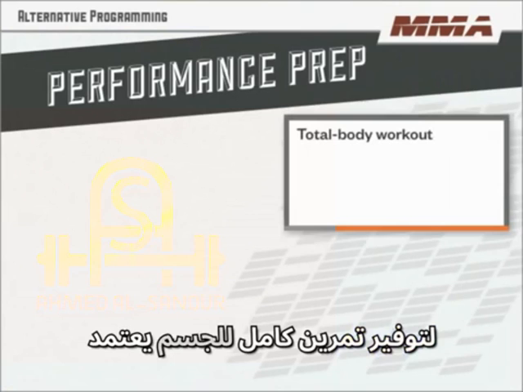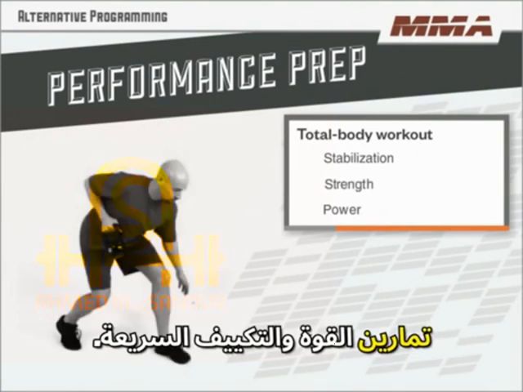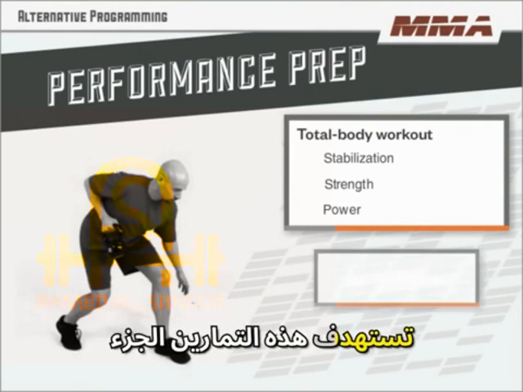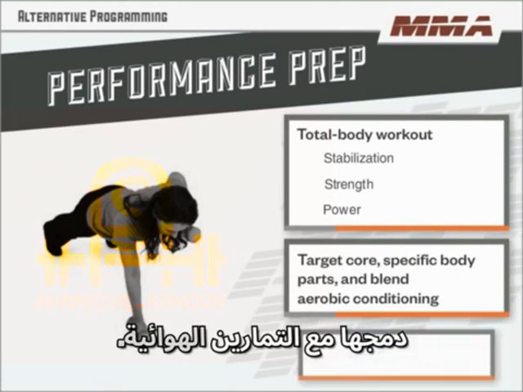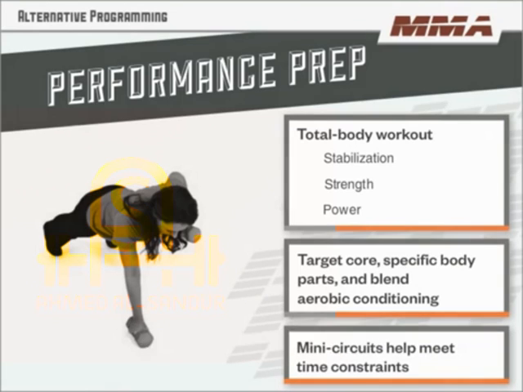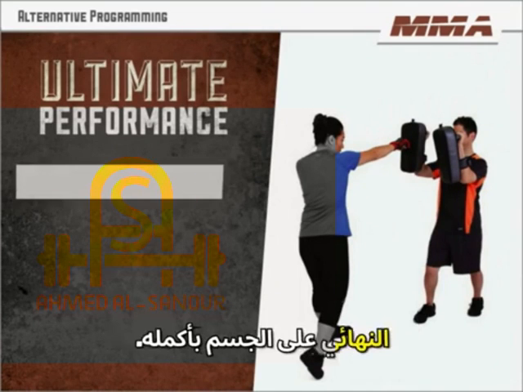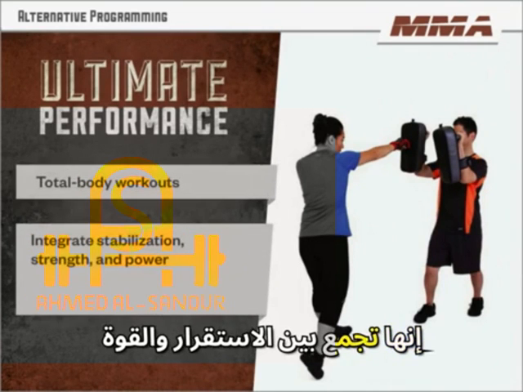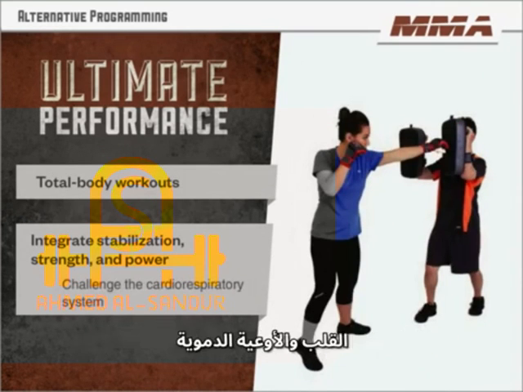To provide a total body workout based on stabilization, strength, and power, Performance Prep provides a series of quick strength and conditioning exercises. These exercises target the core and specific body parts while blending in aerobic conditioning. Use these as mini circuits to meet the time constraints of your client. Workouts in the Ultimate Performance section focus on the entire body. They integrate stabilization, strength, and power of the upper and lower body, while also challenging the cardio system. For clients who aren't conditioned, skip this section until conditioning improves.